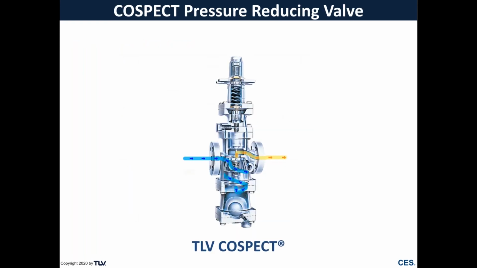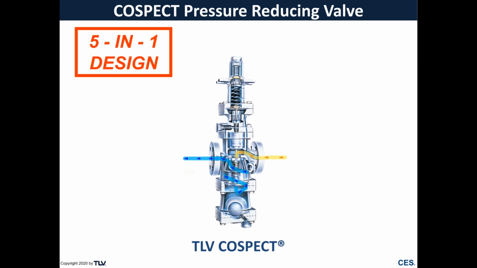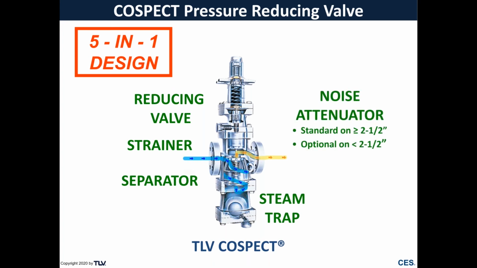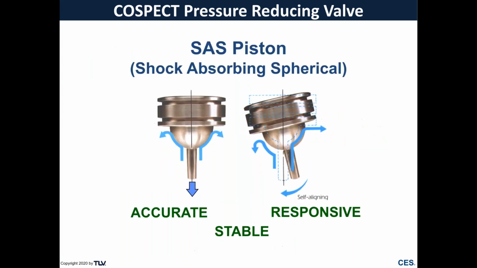The TLV COSPECT valve features a 5-in-1 design, which consists of a pilot-operated reducing valve, separator, a steam trap, a strainer, actually two, one for the main valve and one for the pilot valve, and a noise attenuator, which is standard for the 2.5-inch size and larger, and optional on the smaller valve sizes. The primary feature of the reducing valve is the shock-absorbing piston, which contains a hemispherical design on the lower portion to enable a self-aligning movement, permitting smooth, responsive control of secondary pressure.